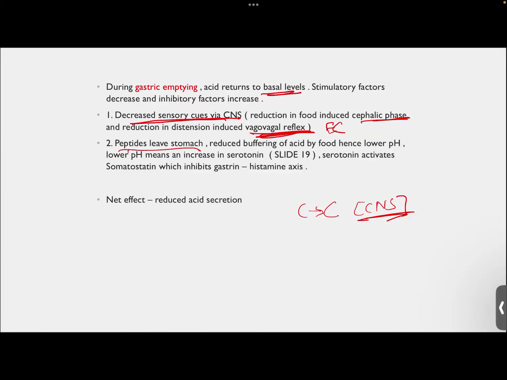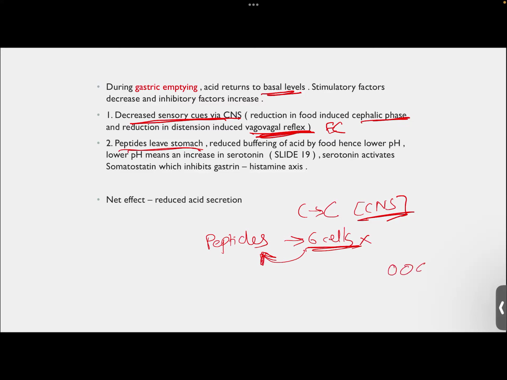The peptides leave the stomach. Remember how I said if we have peptides produced by protein hydrolysis, G cells are going to sense it. G cells are going to be like, oh, okay, there's a peptide here. So when the peptides leave the stomach, the G cells are no longer going to be stimulated by them. And that's why you're going to have a decrease in gastrin.